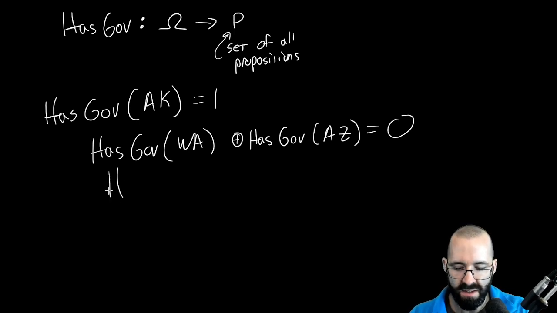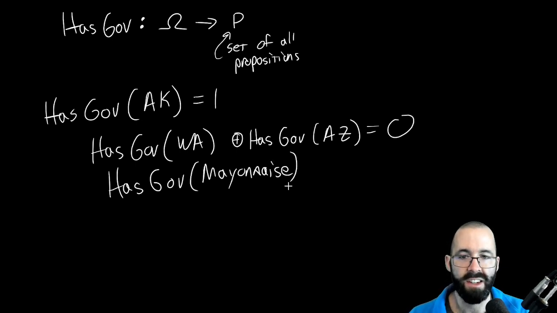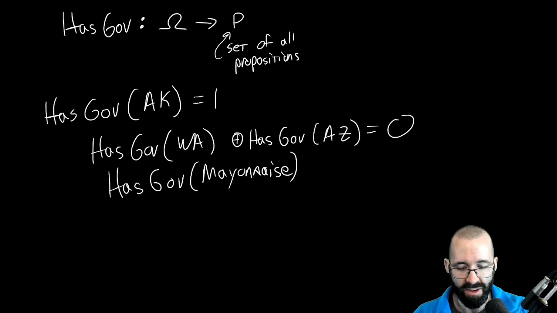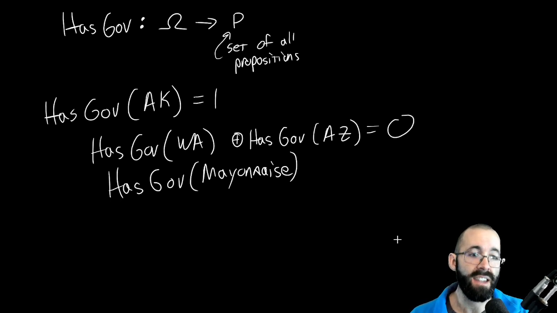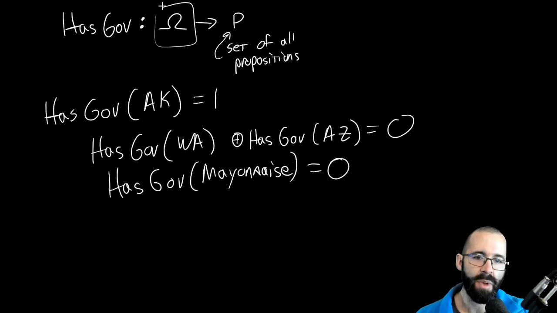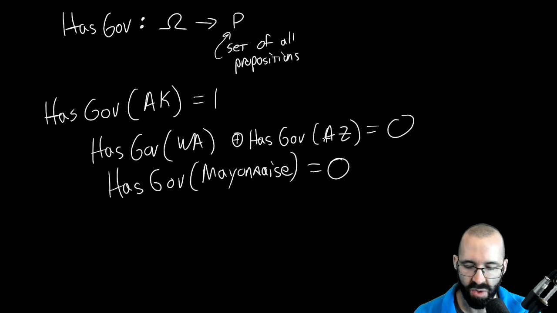We could even do other things, like we could say has gov of mayonnaise. Hopefully that's how you spell it. How do we evaluate that? This is the proposition that X is a state with a governor. Is mayonnaise a state with a governor? Not any state I've heard of. So that's going to be 0 here. So, it's important to wonder, what is your domain of discourse? It really kind of depends. It doesn't matter too much for this sort of thing.